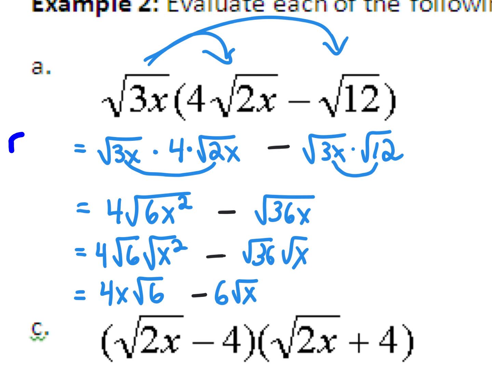Now you could take out a GCF of 2, but there's no like radical to pull out there. So this is good in my book. I like it.